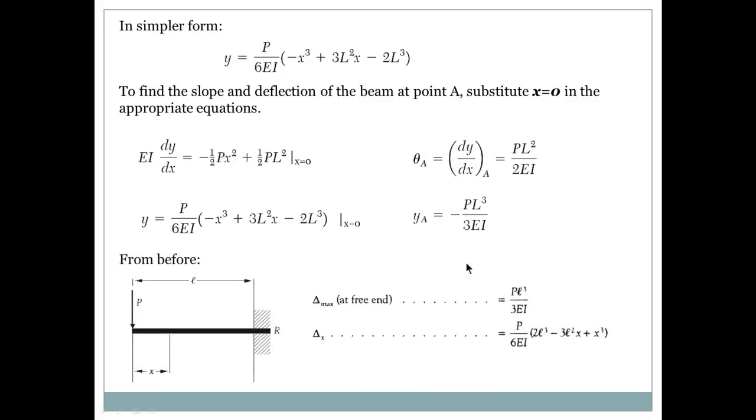From before, we had this figure, remember, and we have delta max at free end PL cubed divided by 3EI, which is identical to this one except for the minus sign. But here the minus sign just represents the deflection to be downwards. That's all. Now let's take a look at example number 2.